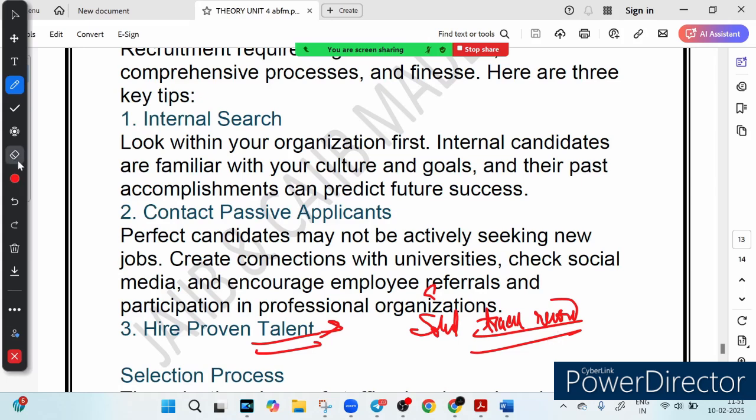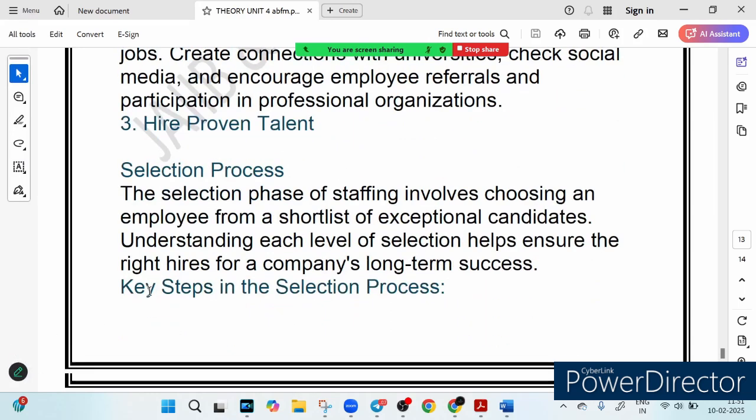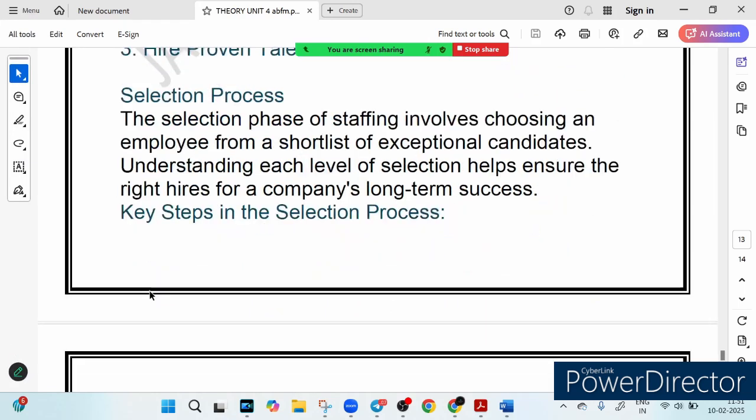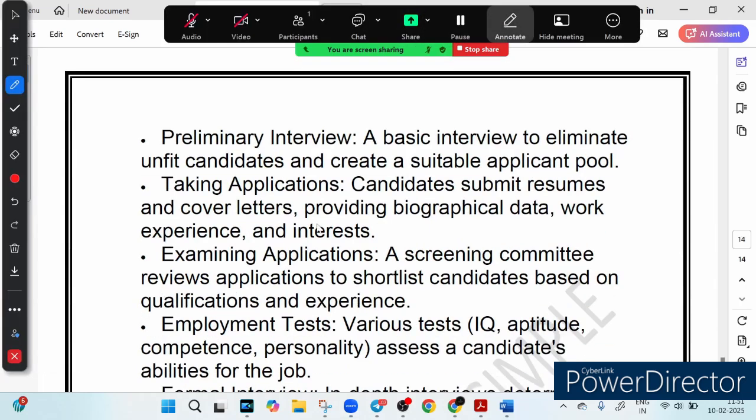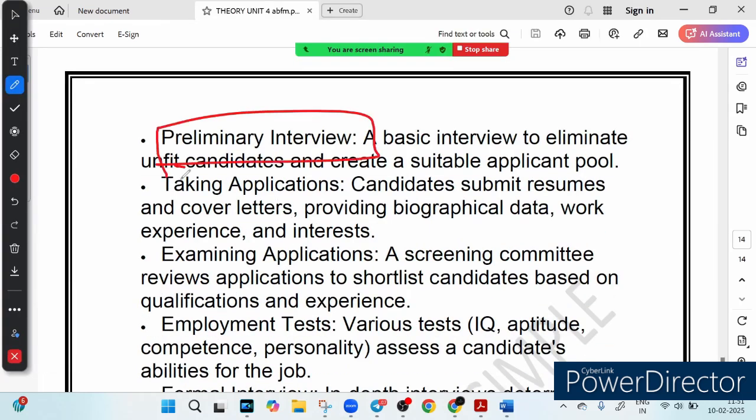Now let's talk about the selection process in detail. We know the importance of recruiting and the types of recruiting. Now let's talk about the selection process. What are the steps in the selection process? First, you conduct the preliminary interview. It is a kind of first filter. The company holds a basic interview to quickly remove candidates who don't fit the job requirements.